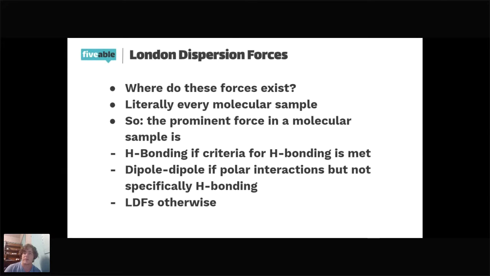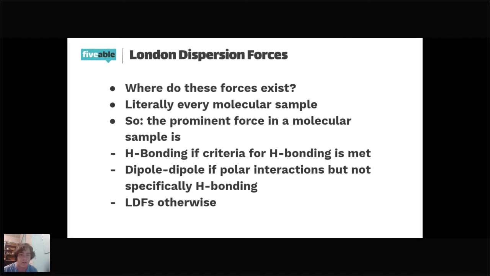Hydrogen bonding is going to be inversely proportional to the distance squared, I think. And then dipole is going to be inversely proportional to the distance cubed, and then London dispersion forces are going to be inversely proportional to the distance to the sixth. So if you think of what a graph of 1 over x to the sixth looks like, it goes to a very small quantity very, very quickly. So those London dispersion forces become negligible as the distance grows. So the prominent force in a molecular sample is hydrogen bonding.